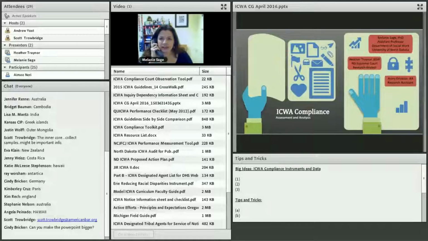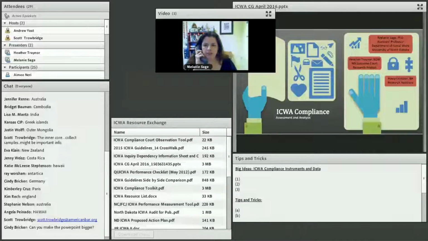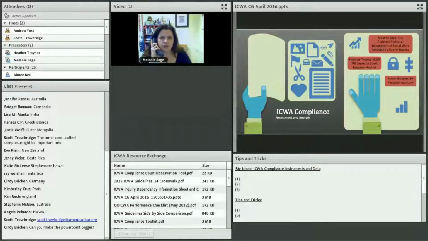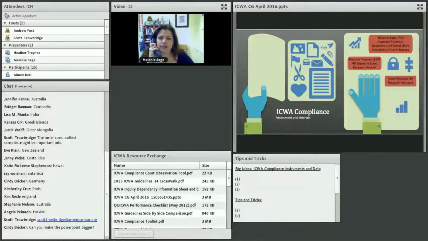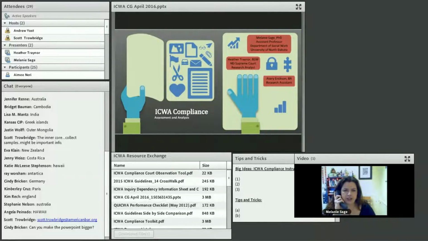I have a relationship with the Supreme Court through an RFP that they issued asking somebody to look at compliance for an audit of the courts. And so I work here at the university with Avery Erickson, who's my research assistant on this project, and she helps me with the data tracking and analysis.